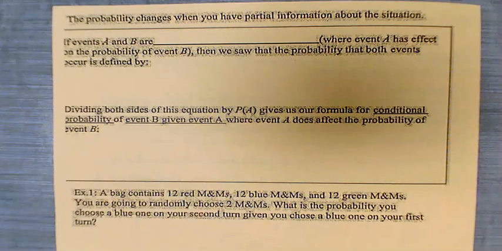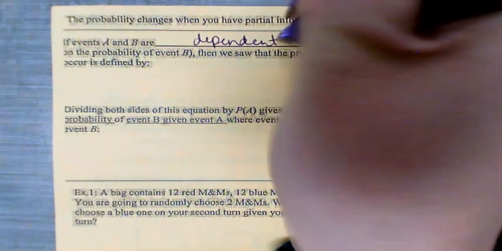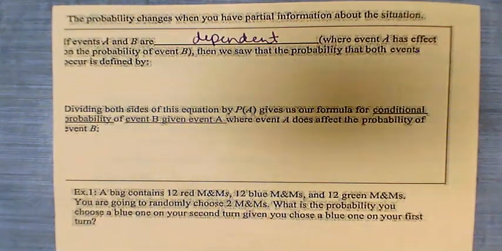So the probability changes when you have partial information about that situation. If events A and B are dependent, meaning the probability of one event affects the probability of the other event, then we see that the probability of both events occurring is defined by a particular formula.